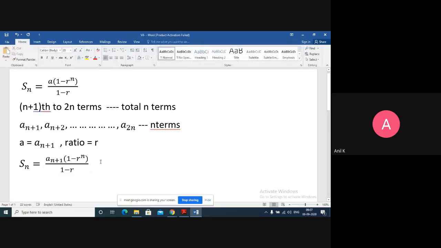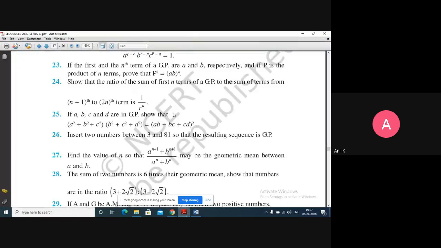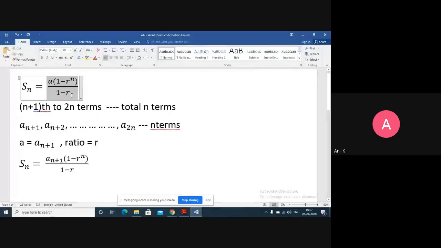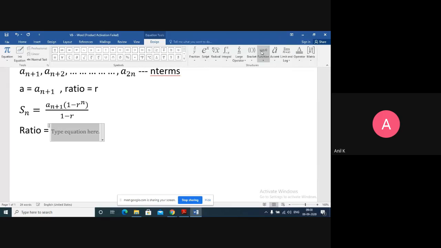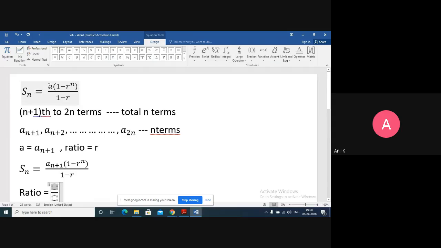Now they ask you to find the ratio. So what ratio can you take? Show that the ratio of the first n terms, that is this term upon this term. So let me divide. Ratio equals, let me take the fraction. So the first term is going to be this one.